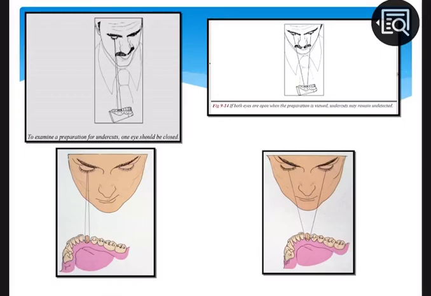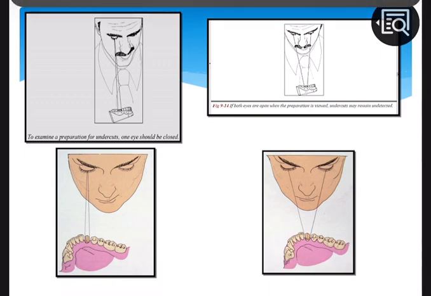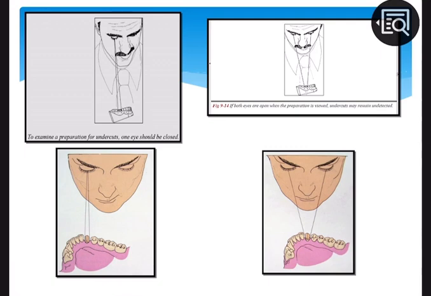Both eyes, as you see in the second picture. And this is because of the distance between the eyes, which is responsible for binocular vision. So it is important that when you survey the cast, one eye should be closed. Therefore, it is important that the preparation is viewed with one eye closed.